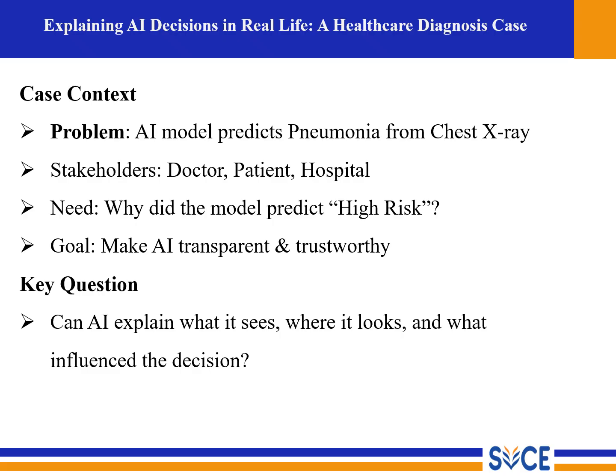They need to know why did the AI say this? Where did it look in the X-ray? What features influenced the decision? So this is where explainable AI comes into the picture. Clear?